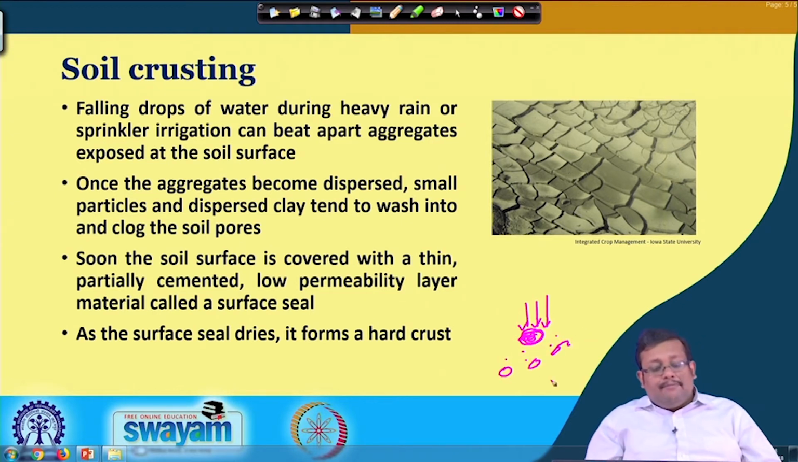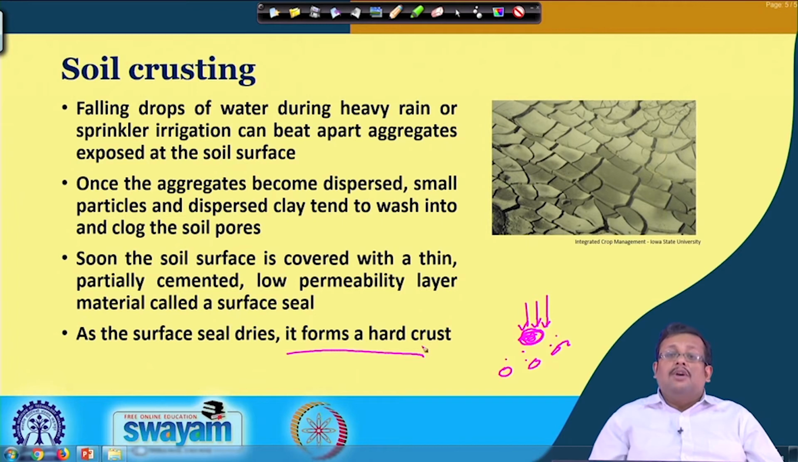Once it clogs the soil pores, the soil surface is covered with a thin and partially cemented low permeability layer of material called a surface seal. Now, when the surface seal dries, it forms a hard crust. So, that is called soil crusting. You can see the picture of soil crusting I have presented here, and you must have seen it a couple of times.